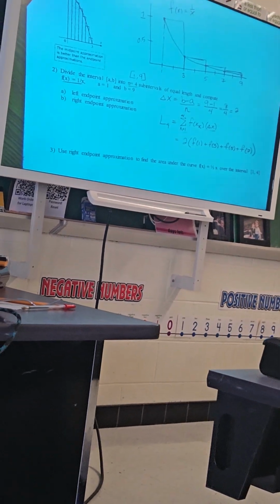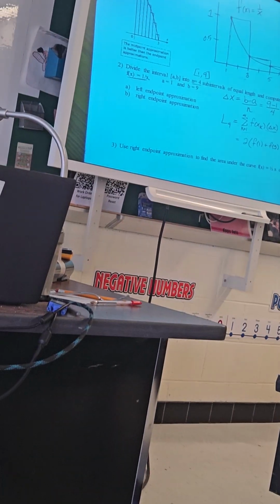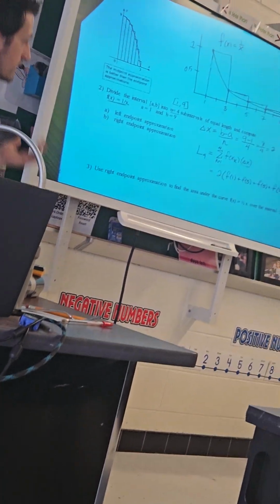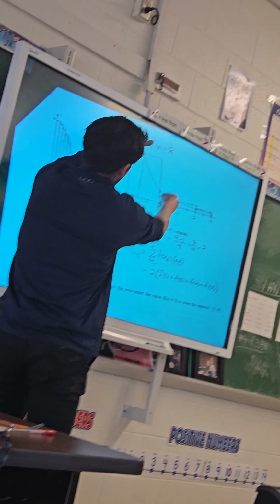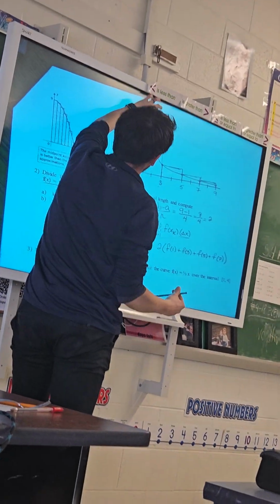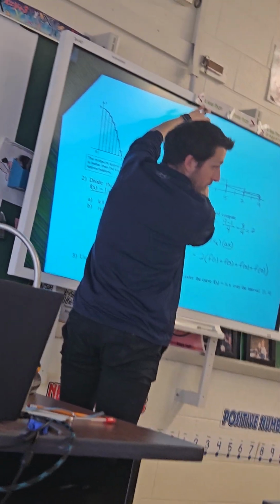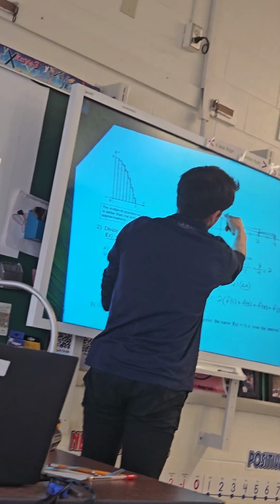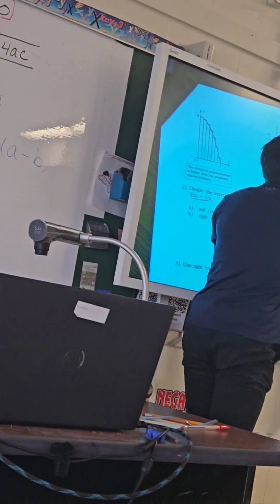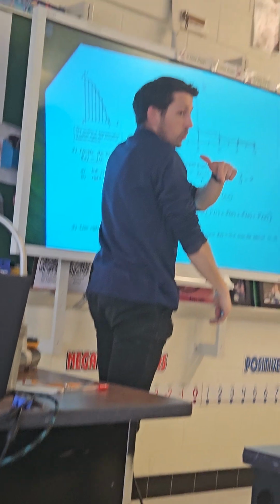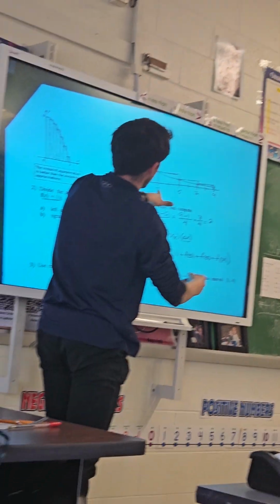You don't do 9? Why don't you have 9? I was about to say something about that, because you're only looking at the left endpoints. So for this first rectangle, the height is going to be just the left endpoint. For the second rectangle, the height's just the left. I get it, okay. Left, left. So when you do right endpoint approximation, you're only going to be using 3, 5, 7, okay.